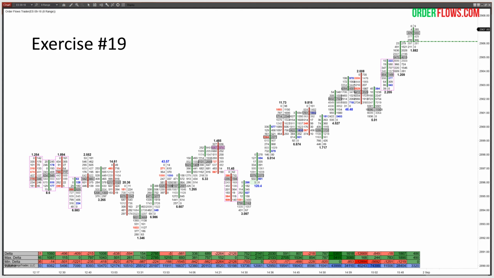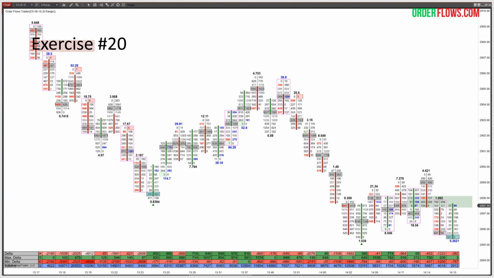It's unfortunate nowadays people seem to let the computer do the management of the trades, which is fine, but the best computer is the one that's sitting on your shoulders that's going to help you do your analysis in the markets. Okay, so exercise number 20. What do you see?